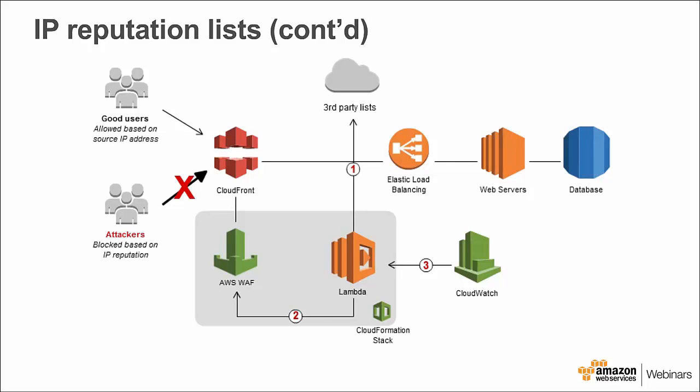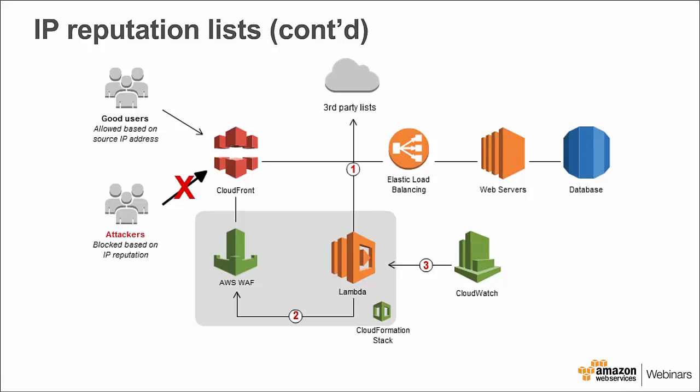So this is an overview of the architecture and how this protection fits into the overall picture. So at the front end, we have our website fronted with CloudFront, and you can see that we have Elastic Load Balancer, web servers, and a database backend. The area in gray is the bit that's set up and configured by the CloudFormation template. The CloudFormation template will configure AWS WAF with rules and IP sets to receive the processed reputation list IPs.